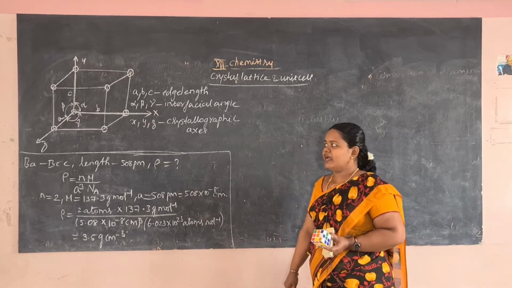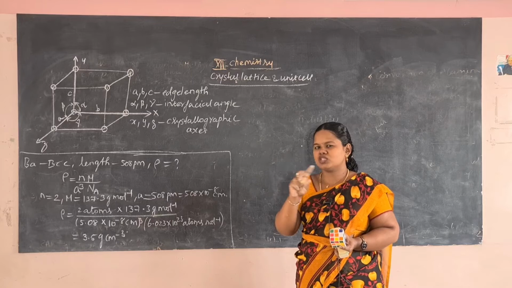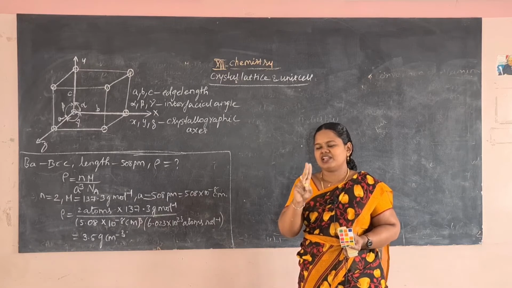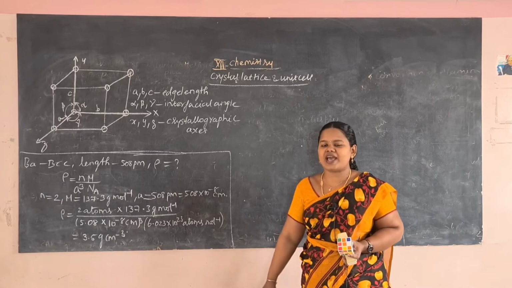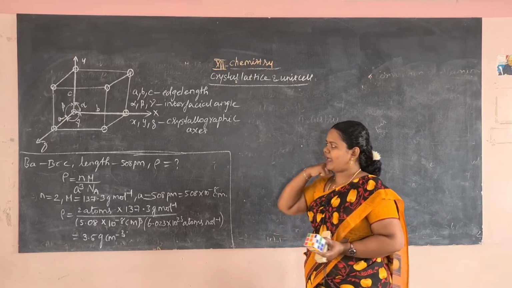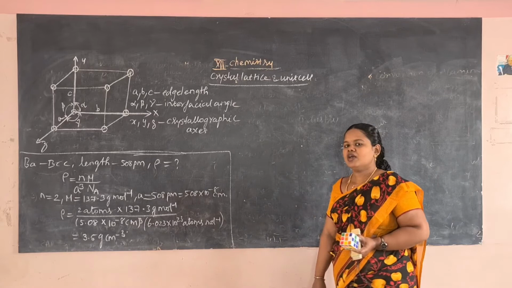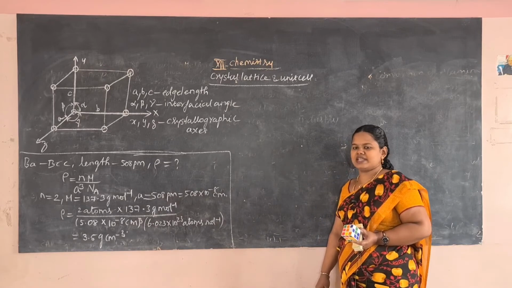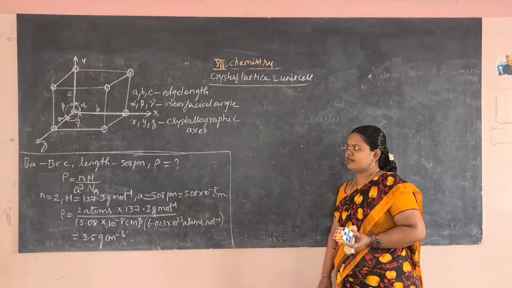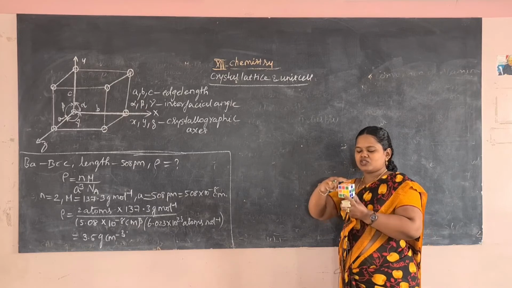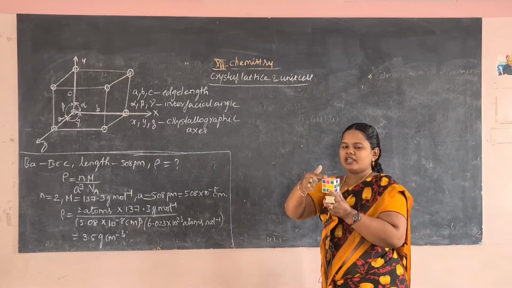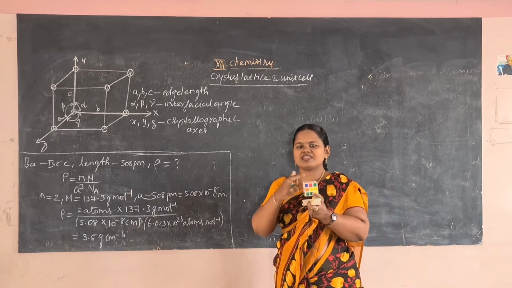The angle present between 2 faces is known as the interfacial angle. That is alpha, beta and gamma. So in the solid state you must know these terms: edge length, interfacial angle, crystallographic axis, and, as I told you, faces. Here in our cube there are 6 faces.